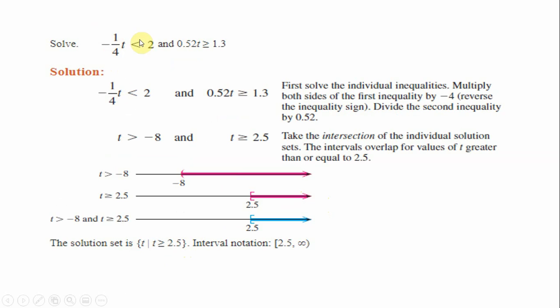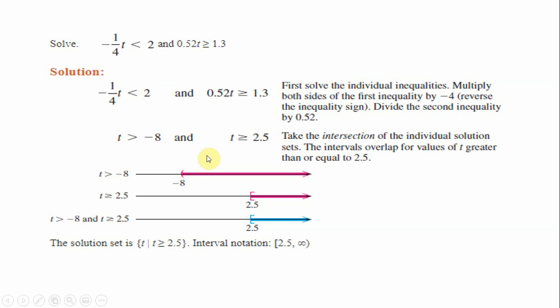So solve this one. Negative 1/4 t is less than 2, and 0.52 t is greater than or equal to 1.3. To solve this one, multiply both sides by negative 4 to cancel the fraction. This turns this, and I have to reverse the inequality since I'm multiplying by a negative number. Divide both sides by 0.52 here, and this gives me t greater than or equal to 2.5.